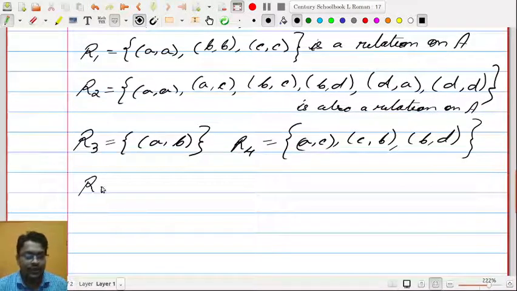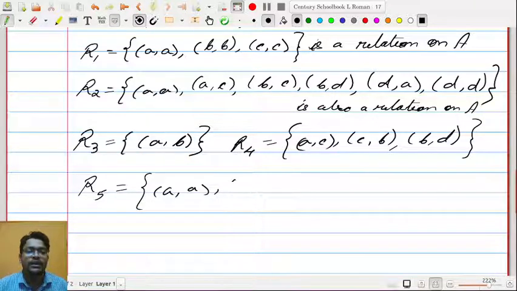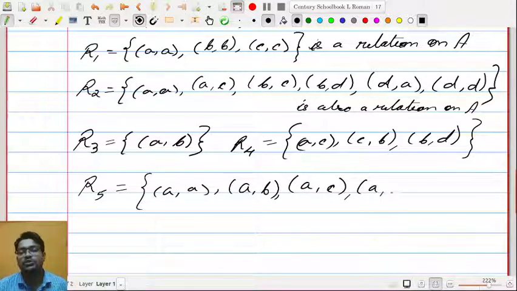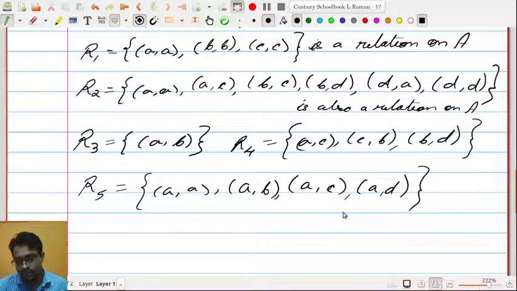So suppose I have this again, R5, say this is equal to A related to A, A related to B, then A related to C, A related to D. So this is also a relation, because it's a subset of A cross A. This is a relation on A.